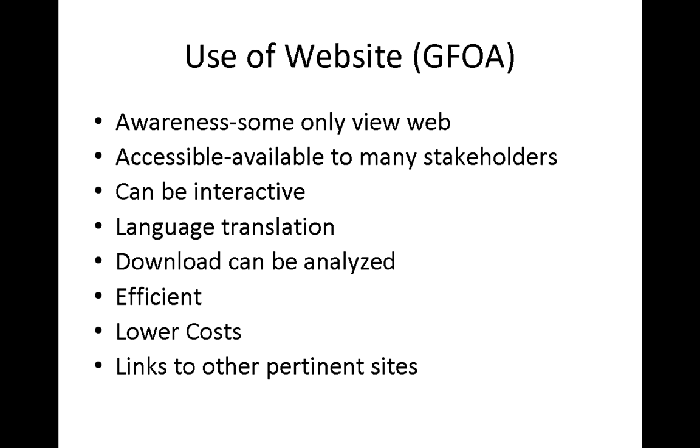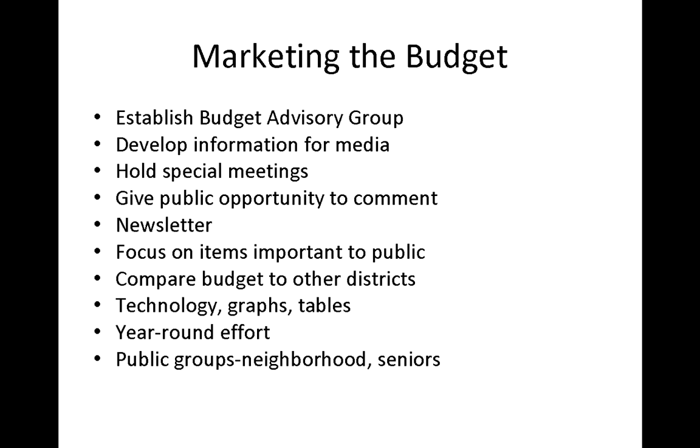People can download it, have it for further reference, and share it with others. It's efficient. It costs much less than putting it out on paper, and you can link to other pertinent sites. Maybe you'll link to the Division of Budget website so that people can look at what's going on in the state. So use the website. It's one of the best practices as defined by the GFOA, Government Finance Officers Association.